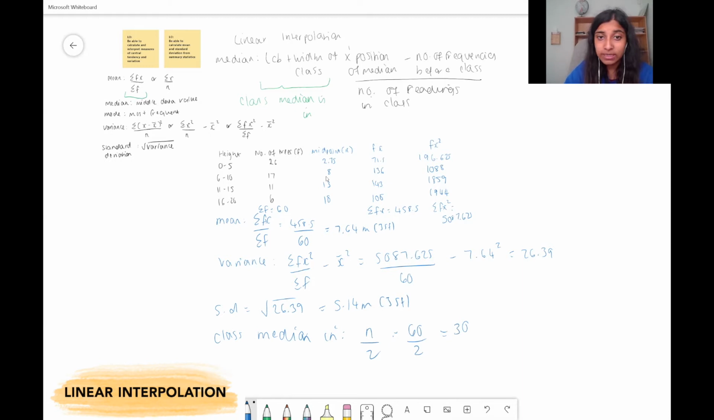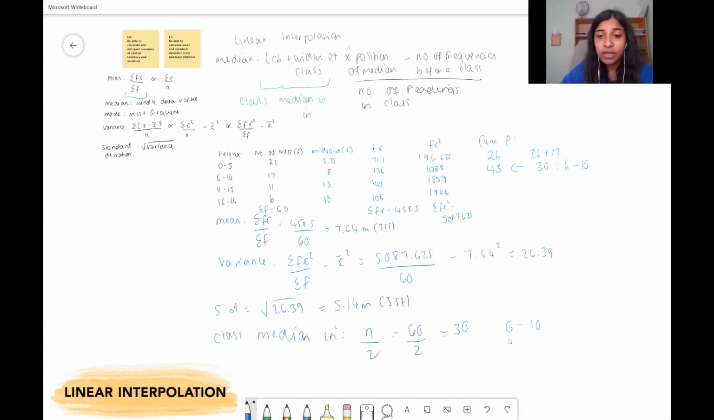To find out which class our median, the position 30, is in, we go back to our frequencies and we want to find our cumulative frequencies. So we want to add them all up. If we start with 26, and then 26 plus 17, we'd get 43. So that means our 30 lies in the class 6 to 10. So that's the class our median is in, 6 to 10.